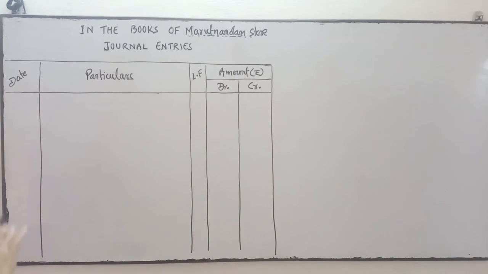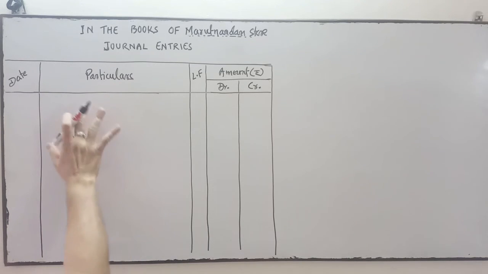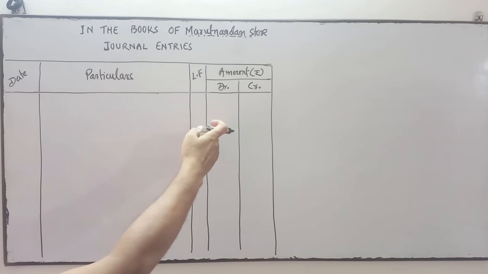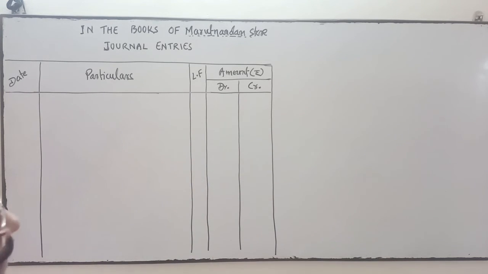This column is for date. This space is for particulars, where we will write whose account will be debited and whose account is credited by us. Then narrations, then amount of debit here, amount of credit this side. This is for ledger folio. So start with this.